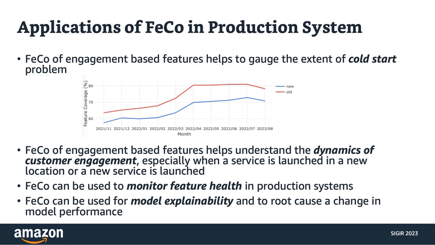FICO of engagement-based metrics can also help understand the dynamics of customer engagement. This is typically important when a new service is launched in a particular location. In general, FICO can be used to monitor feature health in production systems. It can be used in model explainability to root cause a change in model performance.